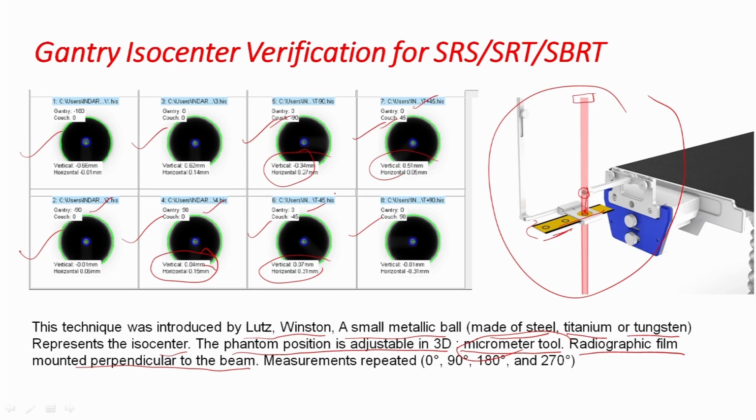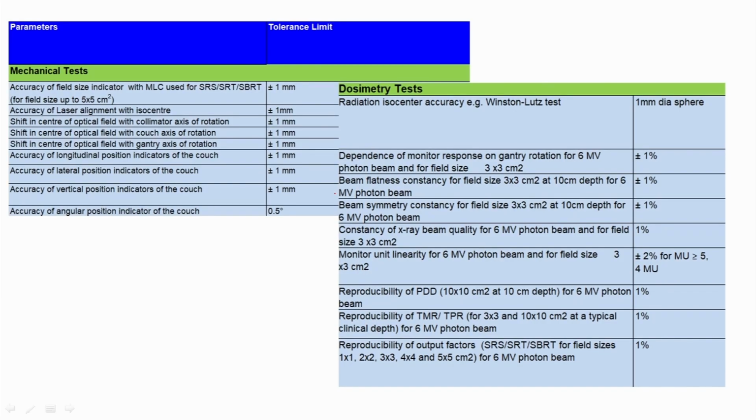So in this way, such a stringent isocenter verification has to be performed before taking the patient for SRS, SRT or VMAT SBRT QA. Then in short, for such an advanced technique, the regulatory body has suggested stringent tolerance limits, like for SRS, SRT, SBRT: the tolerance limit of accurate field size up to 5 centimeter should be plus minus 1 mm. Accuracy of laser plus minus 1 mm.